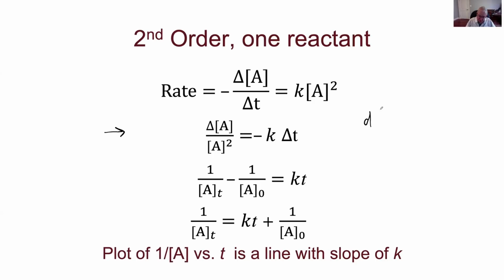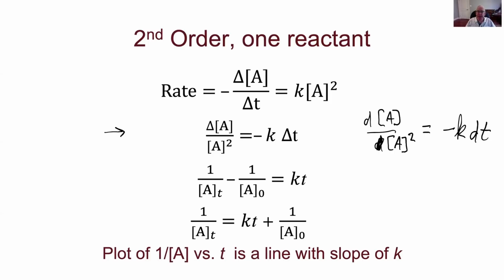So imagine writing this as d concentration of A over A squared, equal to minus k dt. And then again, I could integrate that from the initial concentration of A 0 to A at time t, and do the time integral from 0 to t, right? Now I've got the integral of dA over A squared, so that's going to give me a 1 over A when I integrate that one, right?